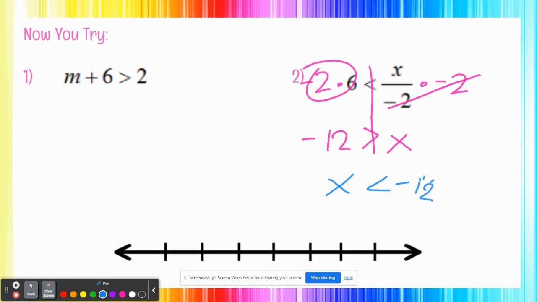Sometimes they talk about alligators eating the larger number. See how 12 is getting eaten? And if I reverse the order, 12 is still being eaten, even though my x is on the opposite side. So sometimes kids like to have their variable on the left side. So that would be an open dot at -12, and that would be facing to the left.